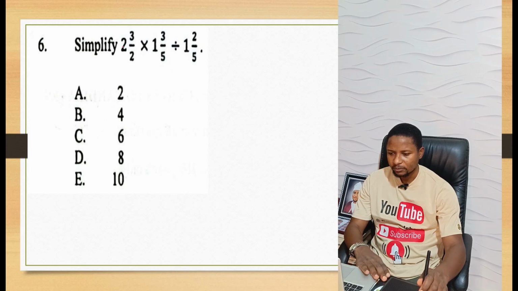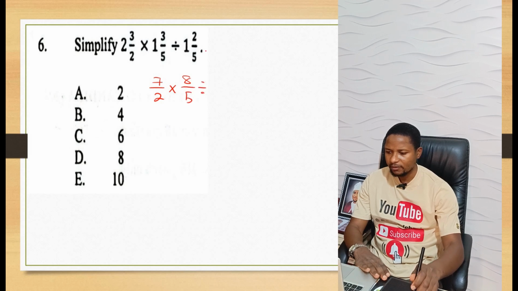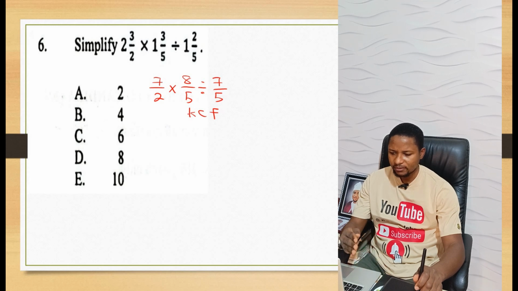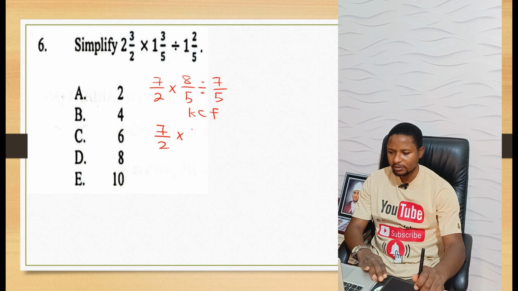2 times 2, 4 plus 3, that's 7. So you have 7 out of 2 times 5 times 1, 5 plus 3, you have 8 out of 5 divided by 5 times 1, 5 plus 2, that's 7 out of 5. Then you can do your KCF here, which means keep the 8 over 5, change the sign from division to multiplication, then flip the 7 over 5 to 5 over 7. So you have 7 over 2 times keep 8 over 5, change the sign to multiplication, flip, that's 5 over 7. Then keep reducing.